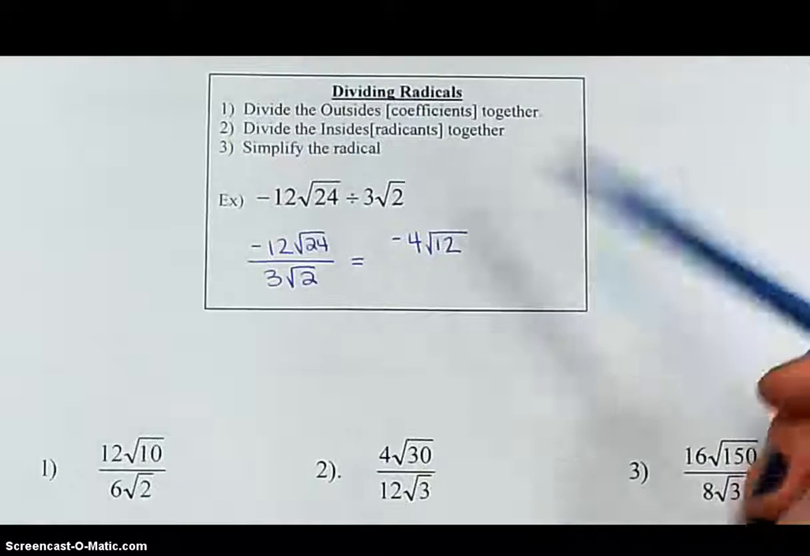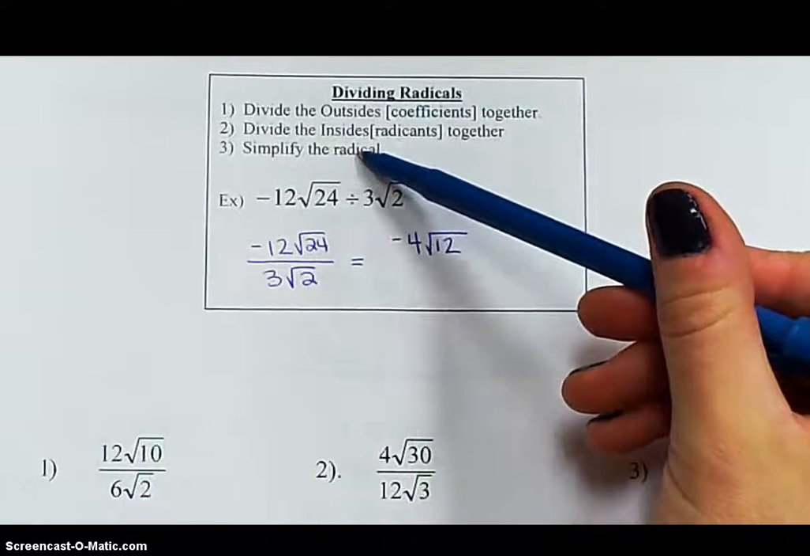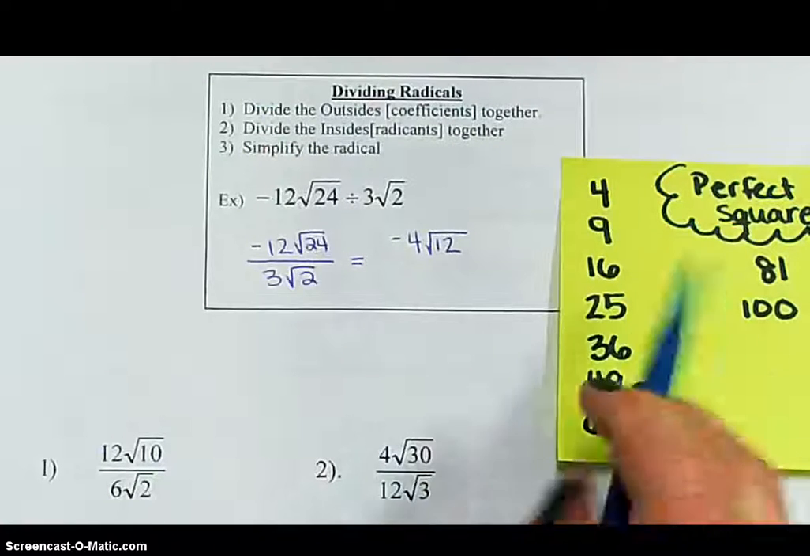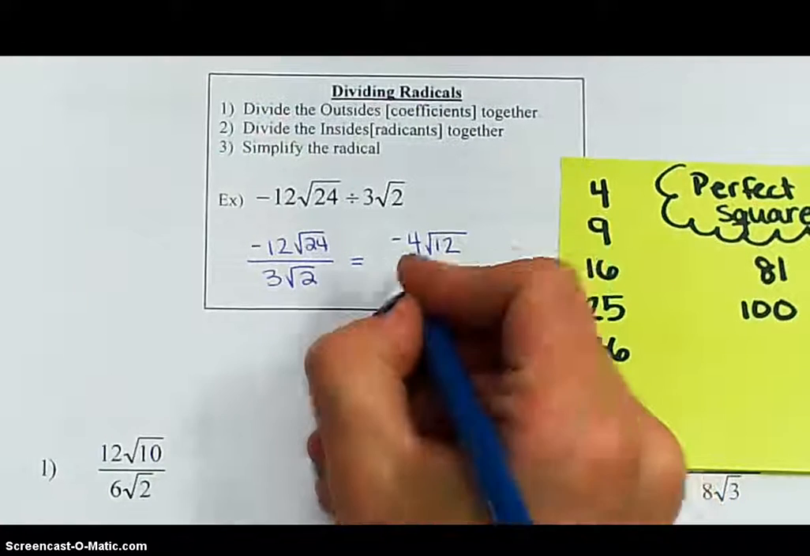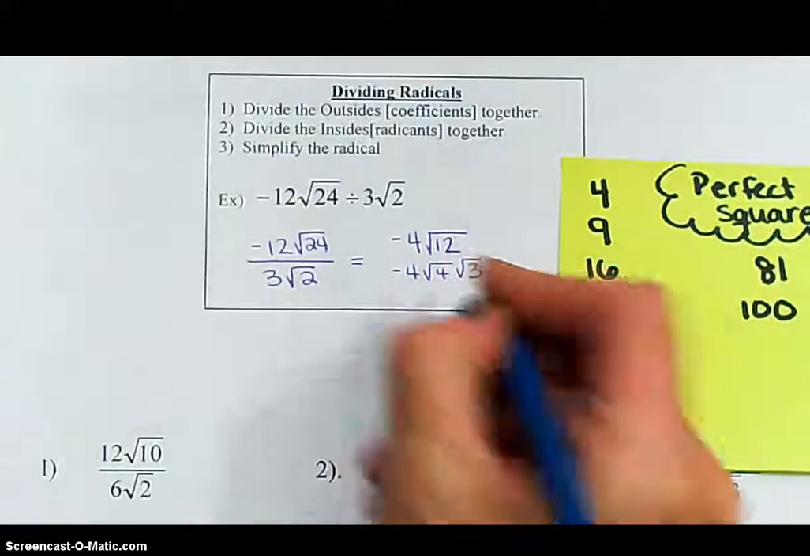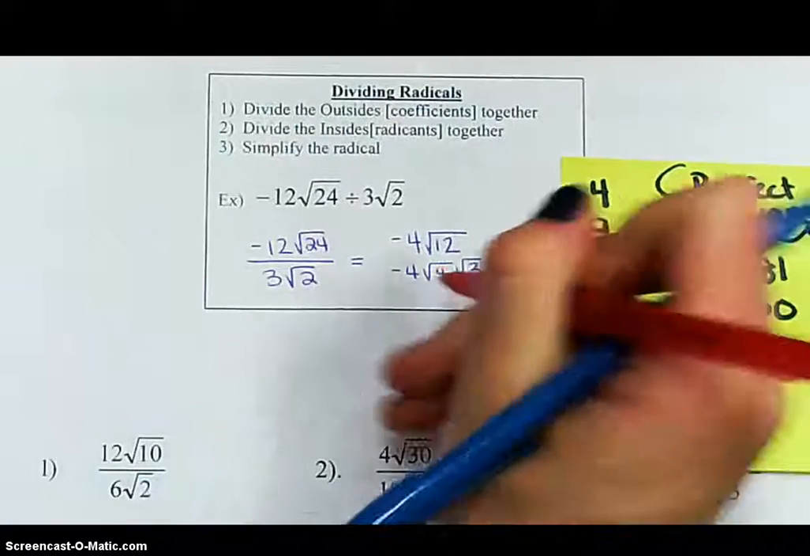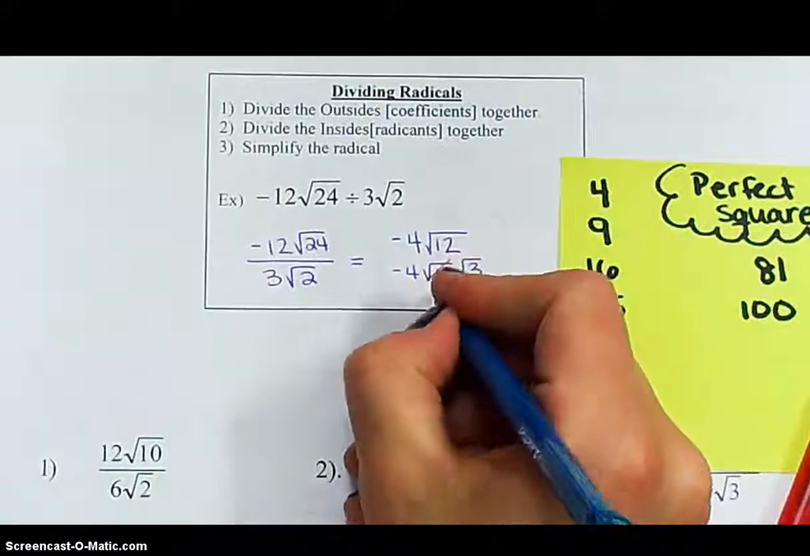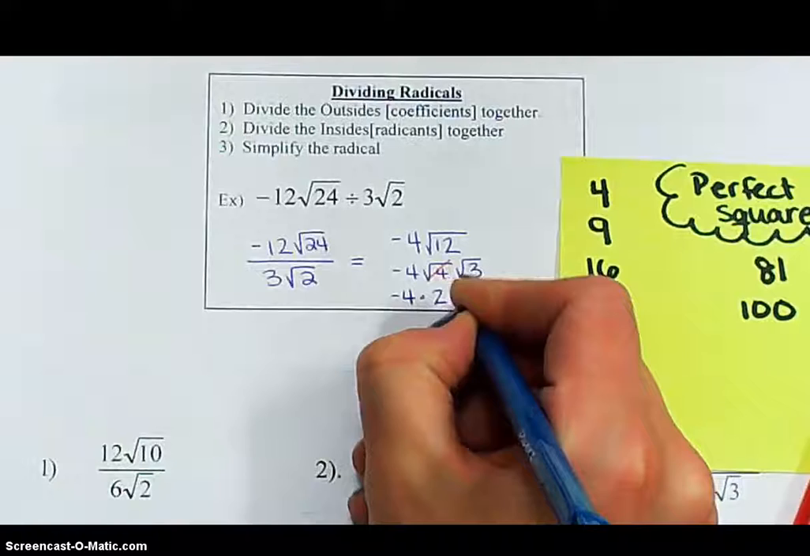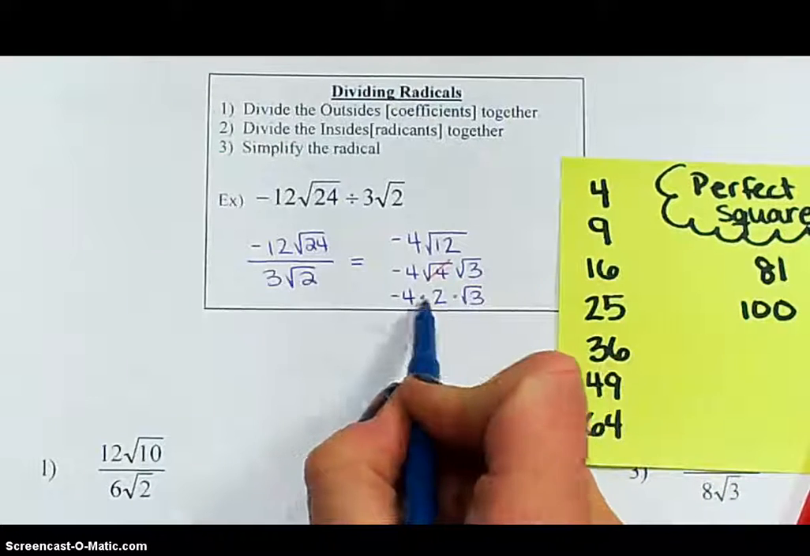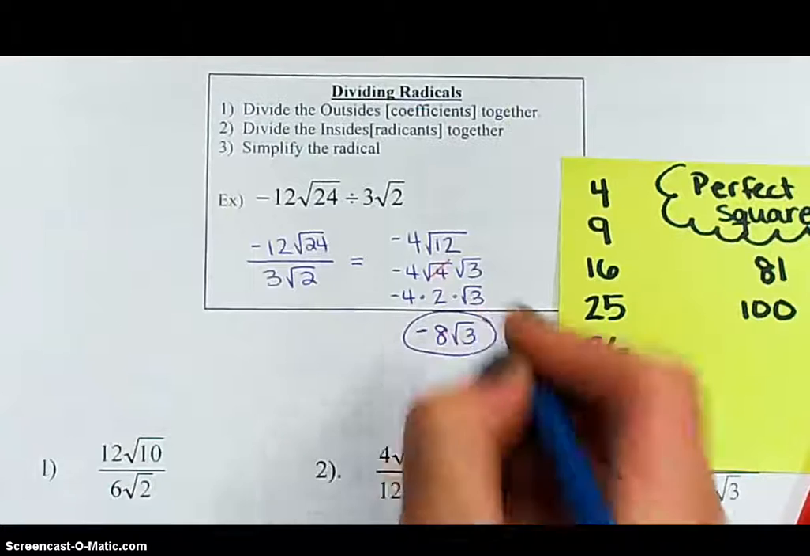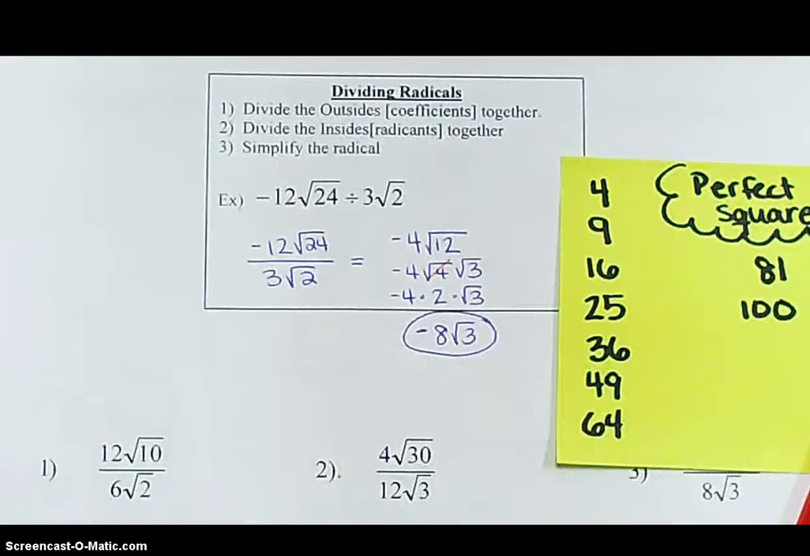Once we divide, step 3 is to simplify. So is there a perfect square that goes into 12? Right there, it's going to be 4. So negative 4 times radical 4 times radical 3. Now 4 is my perfect square, so I can take the square root of that and it gives me a perfect 2. And then times radical 3. So negative 4 times 2, we get negative 8 radical 3. And with that, we are done.